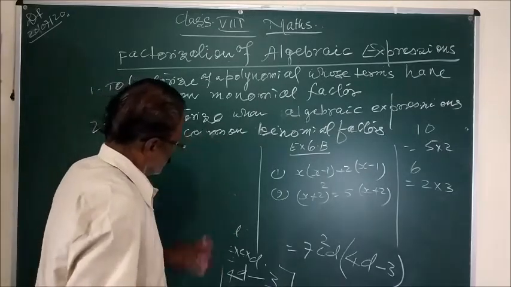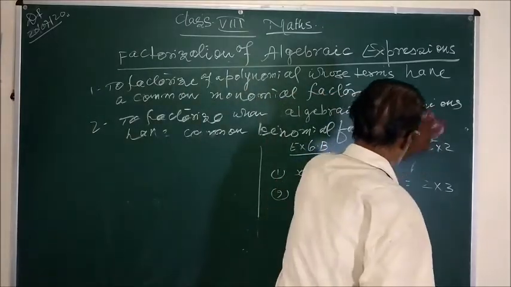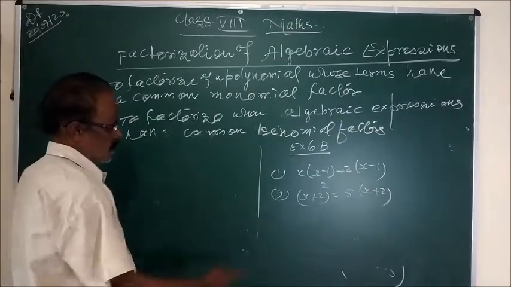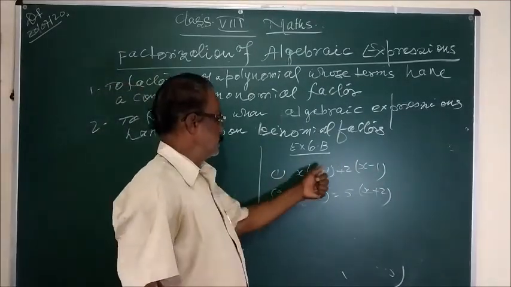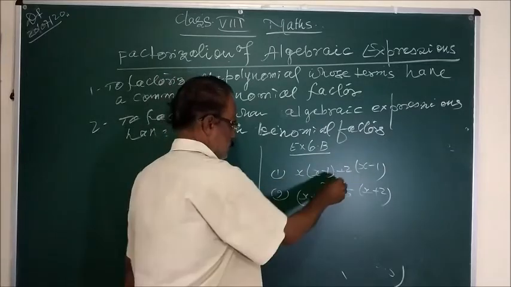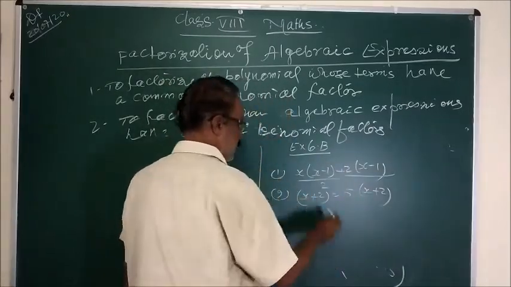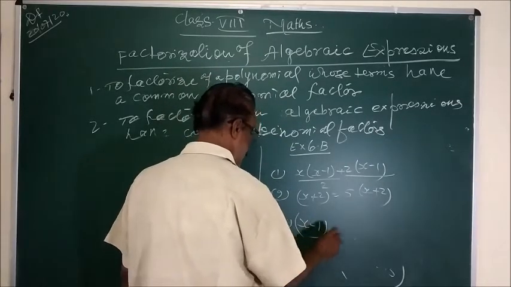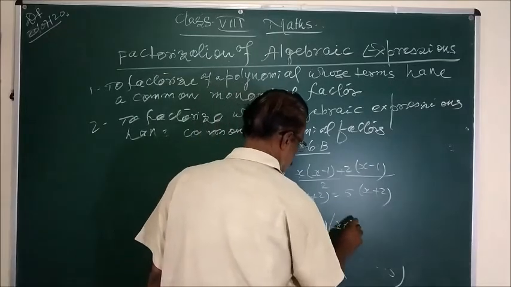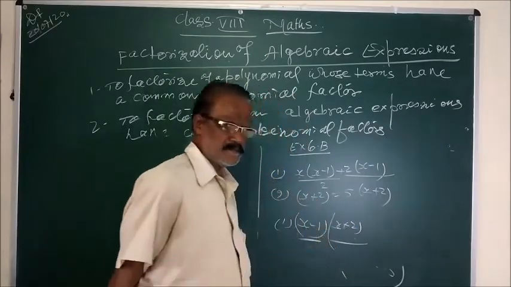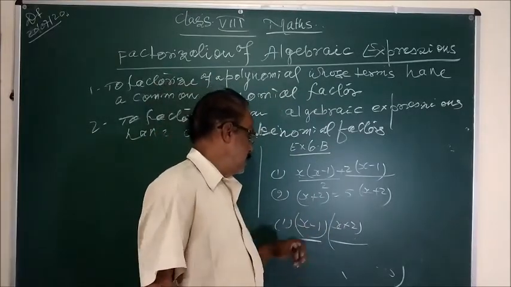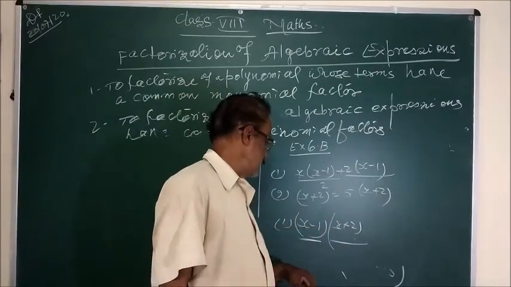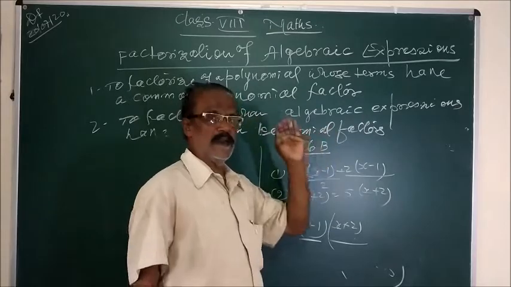Now you see the factorization of polynomial in which binomial is common. Now you see x into x minus 1 plus 2 into x minus 1. So this is the first term, this is the second term. What is common? Common is x minus 1. X minus 1 will be taken, and here will be x and here will be 2. These are the two factors. And if you multiply and if you simplify this, both the result will be same. So this is the factorization when binomial is common.